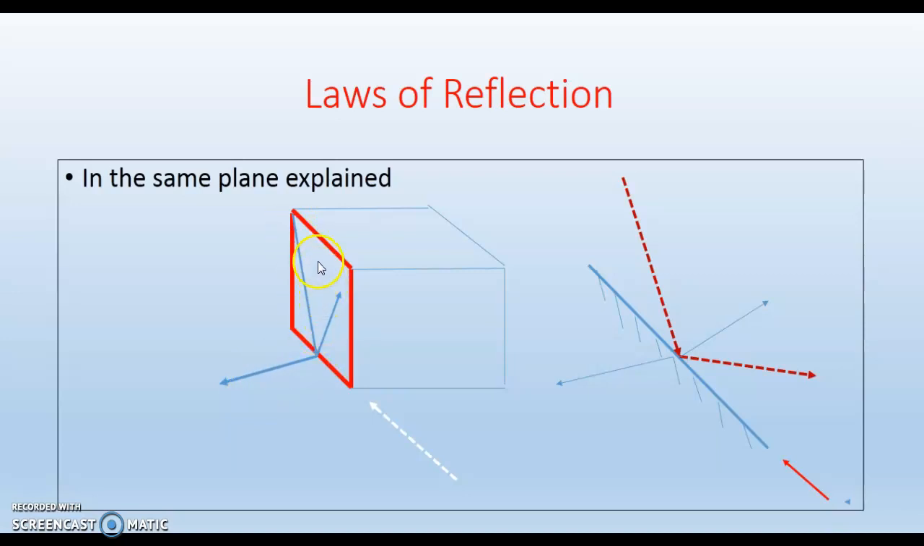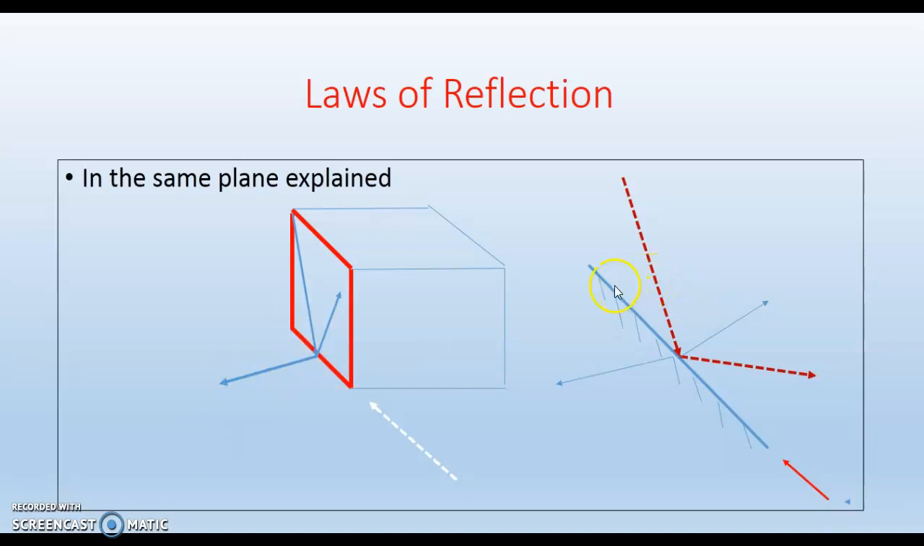So when I say in the same plane, they are in the same line or the same straight line. You don't see the ray going to this side, or you don't see the ray going to this side. That's what I mean by the same plane. It's very important you understand this.